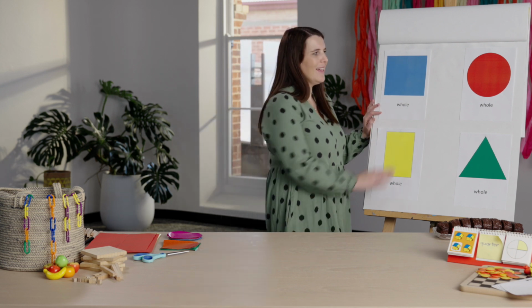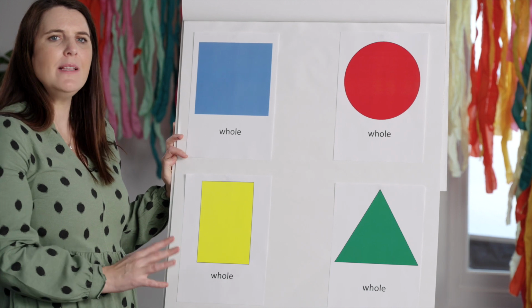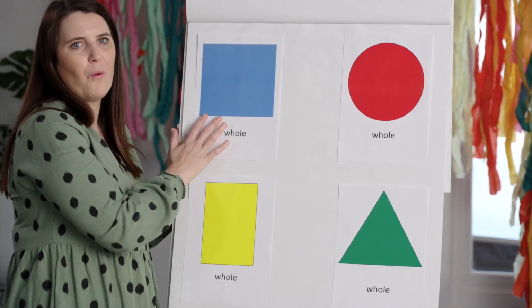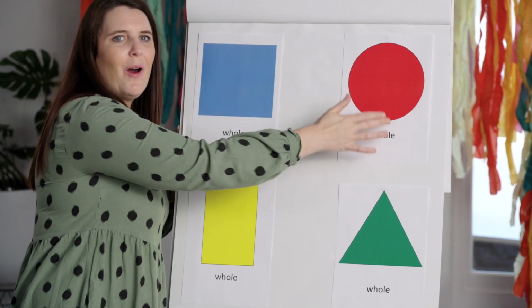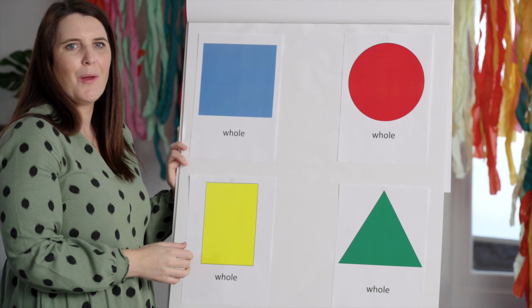Okay, so I'm going to clear this food away now and we're going to use our paper to explore our fractions a little bit more. Okay, let's begin. So on the board here, I have some wholes. These shapes have not been split or partitioned, so they are a whole. I have a whole square, a whole circle, a whole rectangle, and a whole triangle.